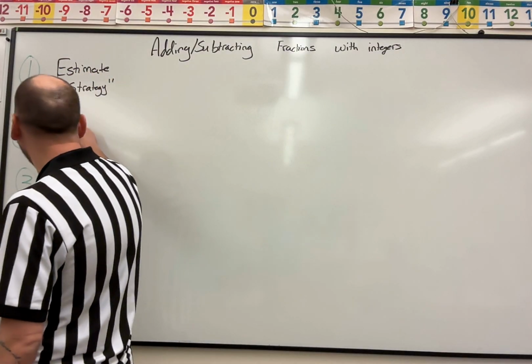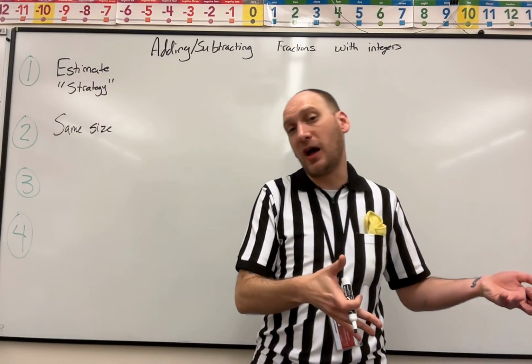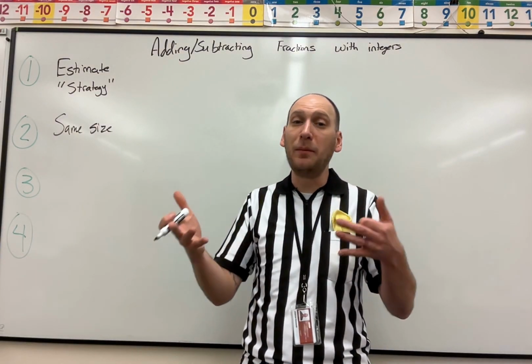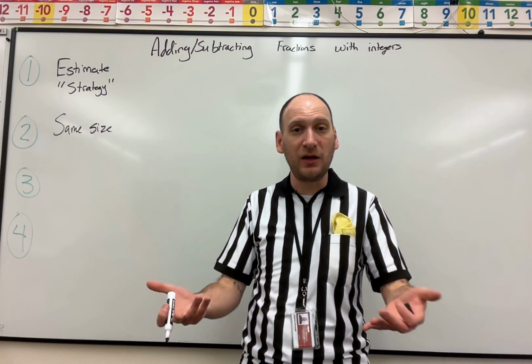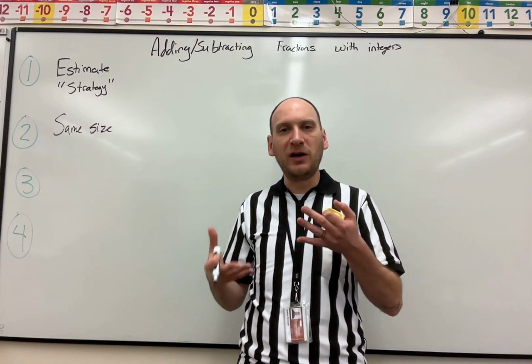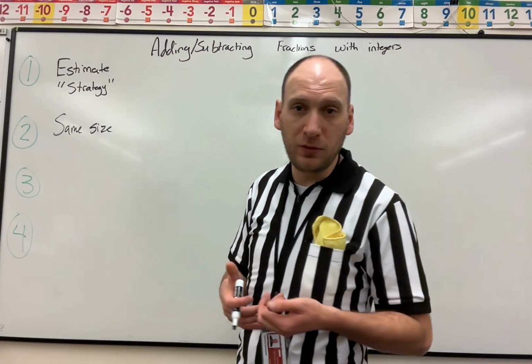We need our fractions to be the same size. Many times that's called a common denominator, but it just makes sure your fractions are the same size, or the bottom of your fraction is the same on both, in order to use the traditional algorithm.